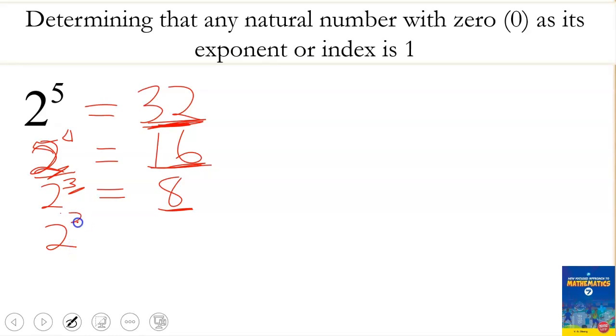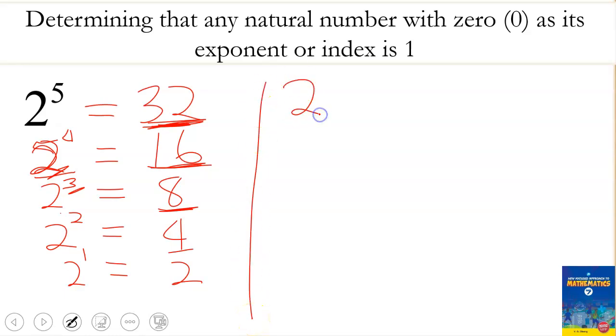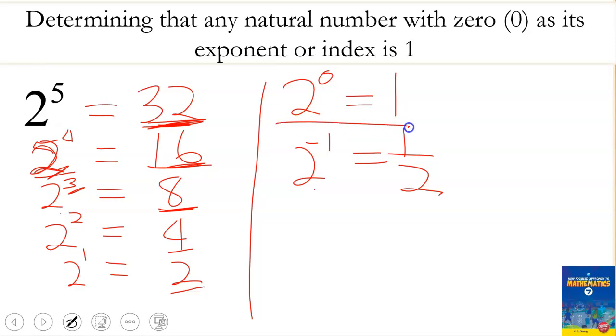If I reduce it to 2, I divide by 2 here and I get 4. If I reduce it to 2 to the power 1, I divide again by 2 and I get 2. So you can see that 2 exponent 1 is 2. When I reduce it again, from 1 I go to 0. Then I divide by 2 again, and that will give me 1. If I go again, I go to -1, then this will be divided by 2, and I'll get a half, which means 2 exponent -1 is the same as half. Okay, so realize that when we go to 2 exponent 0, the answer gave us 1.